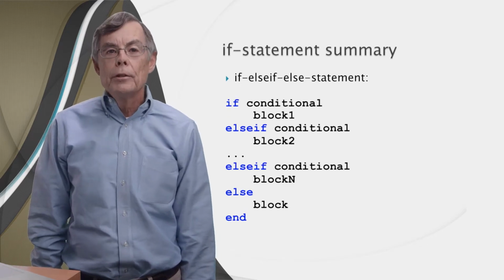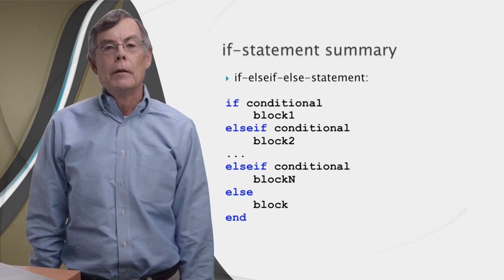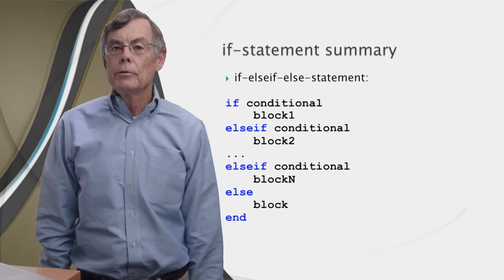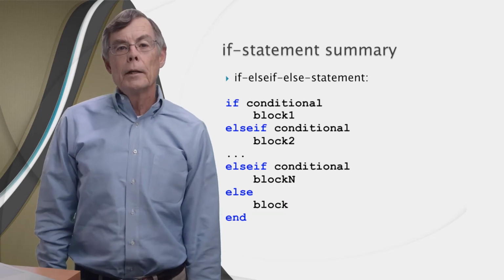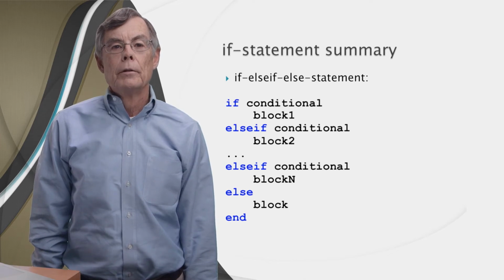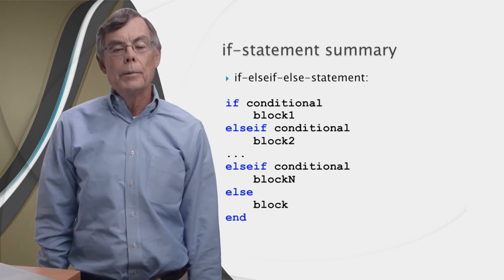The if-else if-else statement is very similar to the if-else if statement. The only difference is that we add an else branch after the last else if branch. The else block at the end will be executed only if all the previous conditions are false. But because of that else branch, exactly one block of statements will always be executed.